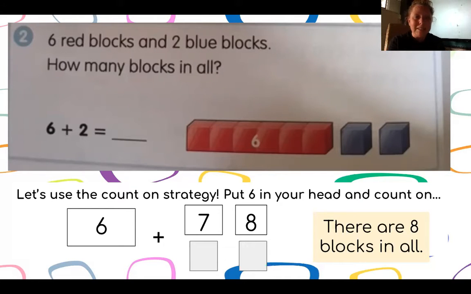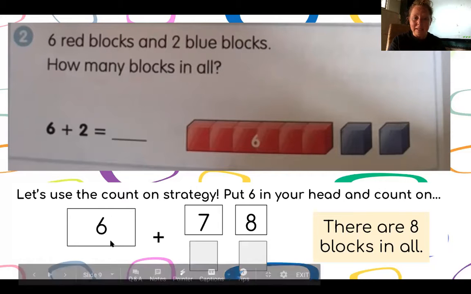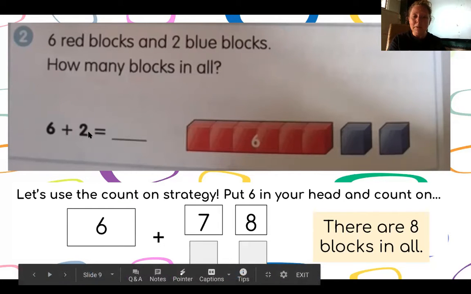Welcome back. Did you say 6, 7, 8? I used the count on strategy. I started with the largest number and I counted on 6, 7, 8. Let's look at the picture. 6, 7, 8. 6 plus 2 equals 8.